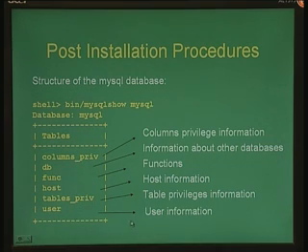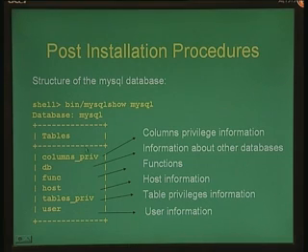For example, the user table holds user information about which are all the valid users and their passwords and their privileges and so on. The tables_priv table holds per-table privileges, that is, this table is authorized to which user for doing what and so on. Then there are host based privileges and functions that are stored as part of this database, and db is information about the other databases that are stored on this machine, and columns_priv is column based privilege information.